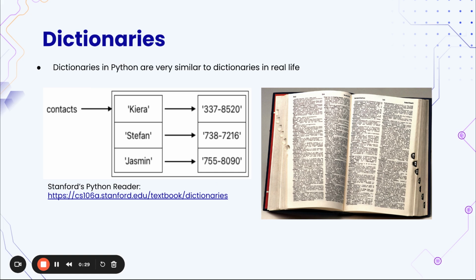So here we have a dictionary named contacts, and each name or key is associated with a value, or in this case, the value is a phone number. So for example, the key Kiera is associated with her phone number, which is 3378520.